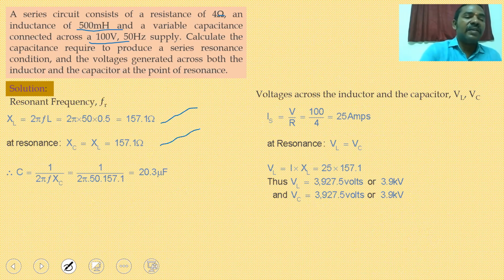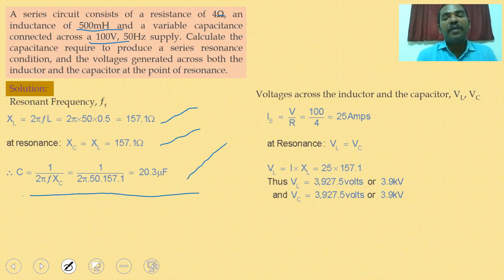So what is C? C is equal to 1 by omega naught XC. So 1 by 2 pi f into XC. So 1 by 2 pi into 50 into 157.1. So we are getting 20.3 microfarads. Then the resonating current I naught is equal to V by R. So 100 divided by 4, we are getting 25 amperes.